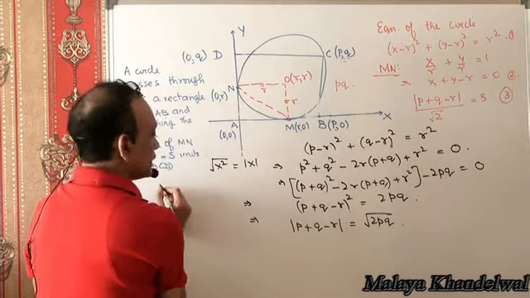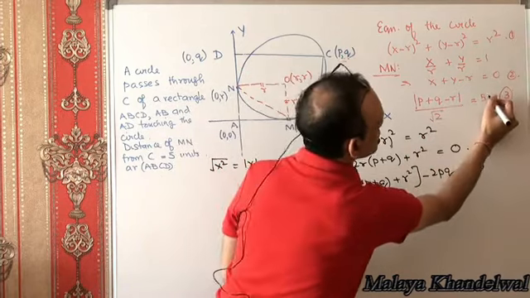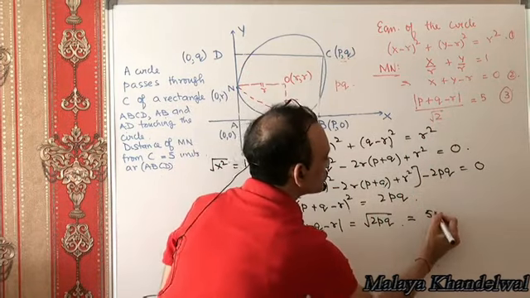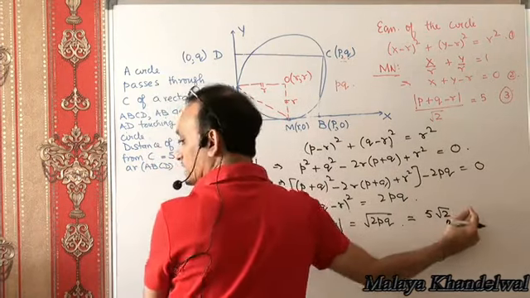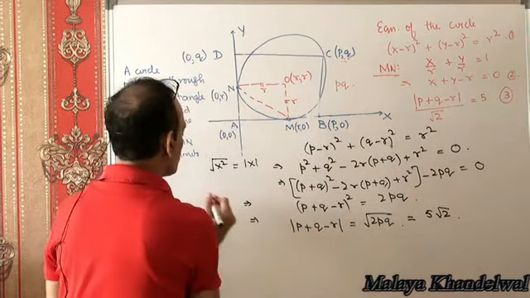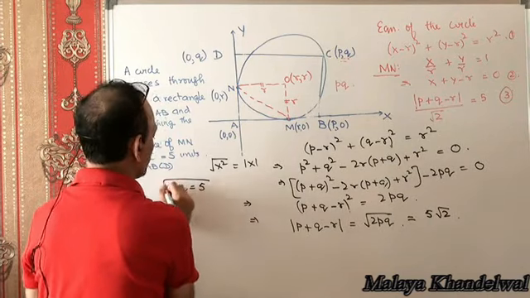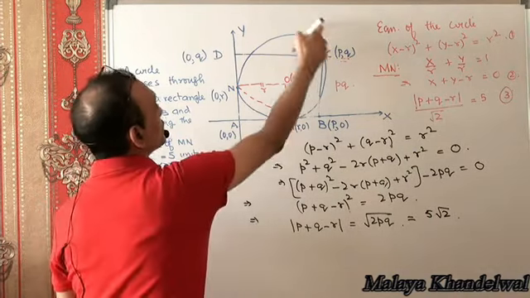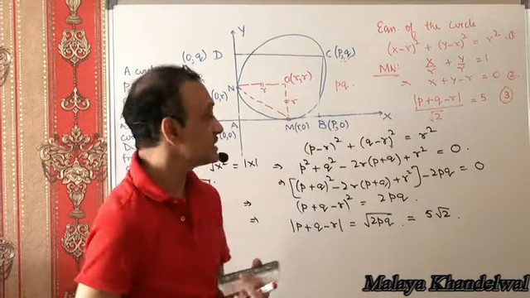Very clearly, mod of P plus Q minus R is 5 root 2, which gives me PQ equal to 5, as the root 2 gets cancelled. PQ equal to 5. So the area of the rectangle is 5 square units. The area of the rectangle ABCD is 5 square units.